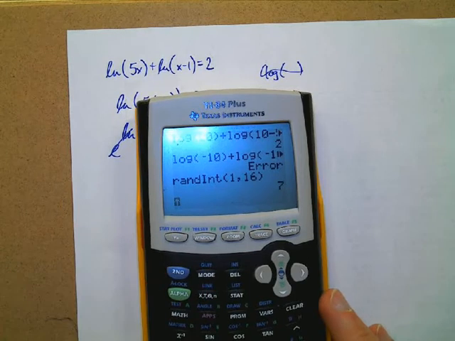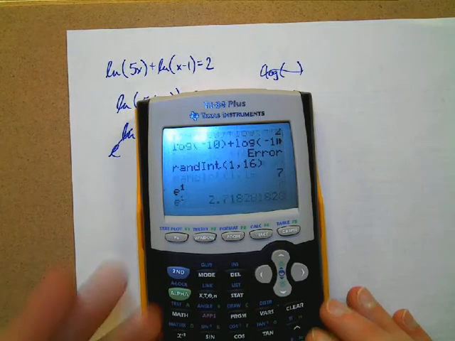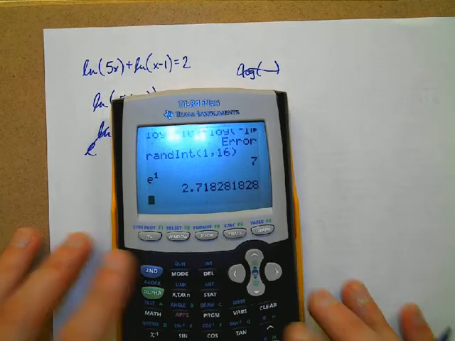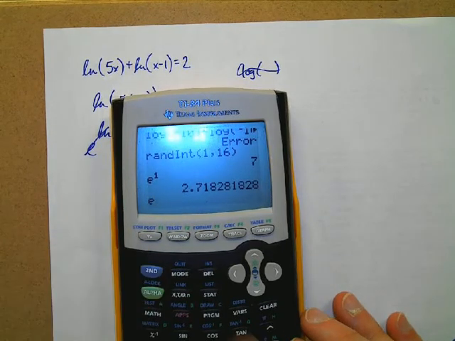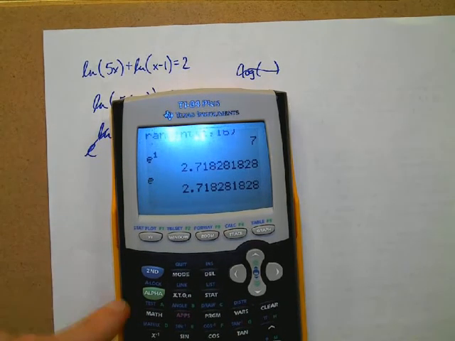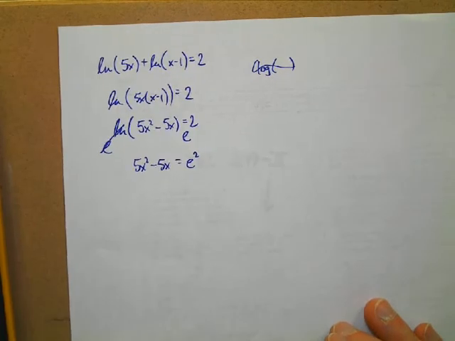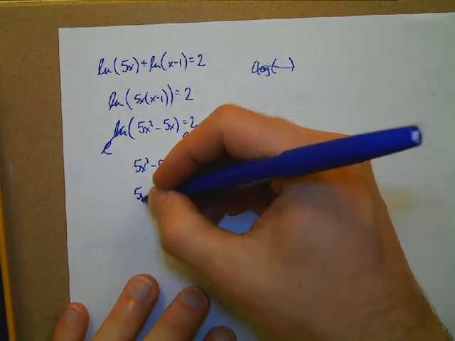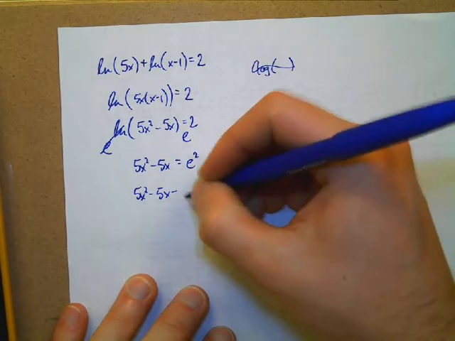All right, so we can't factor this. There's no way we're going to factor this, and I'm not going to make you use the quadratic formula. So let's instead use our calculators and graph this thing. So 5x squared minus 5x minus E squared.